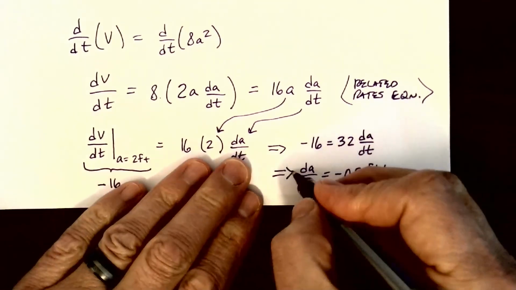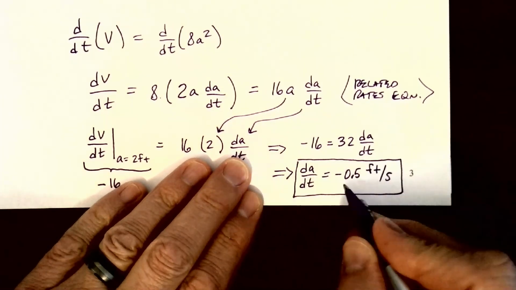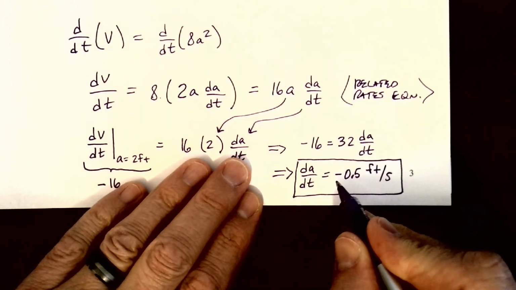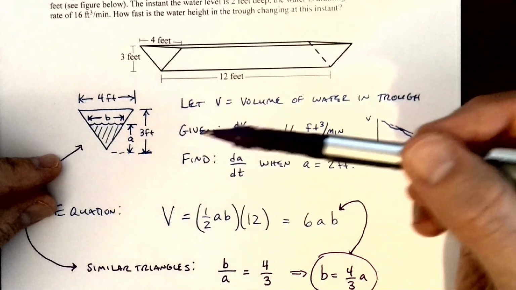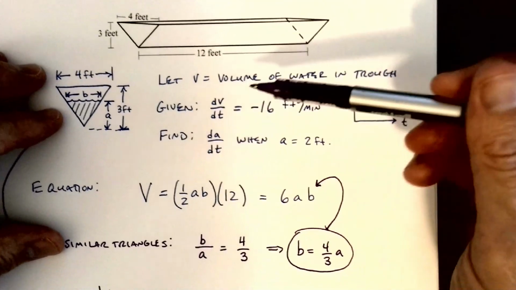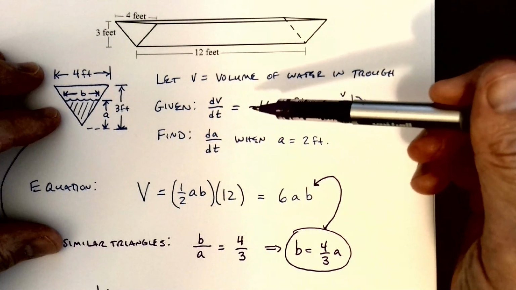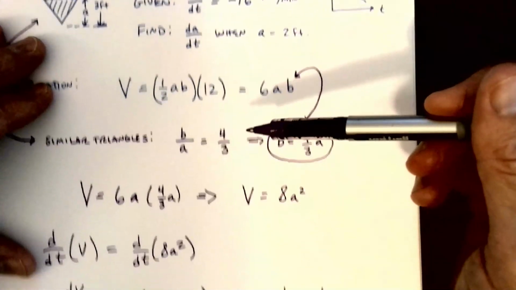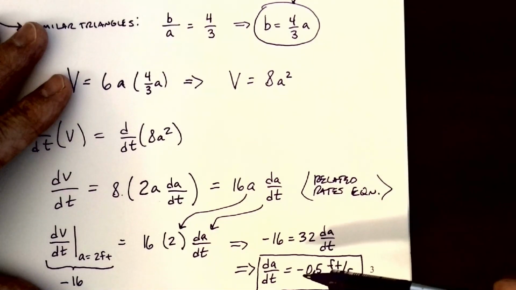Now, I want you to notice something real important, and that is the fact that this rate of change is negative. Is that good or bad? Well, it's good, because what should be happening as time progresses? A is getting smaller. So dA dt should be negative, right? And you know what's going to happen if you don't originally notice that dV dt is negative. If you keep that as being positive, you bring that positive all the way down, you'll get dA dt is positive, which would be not true if you think about the problem.